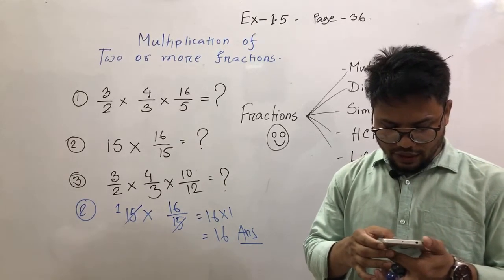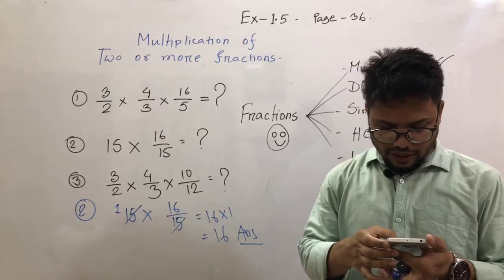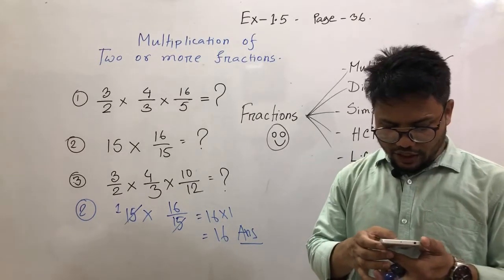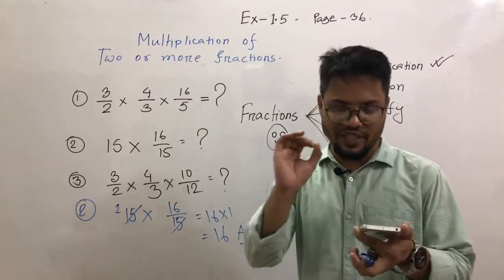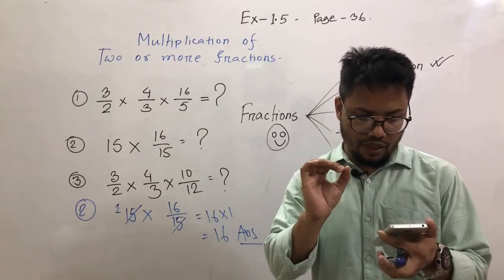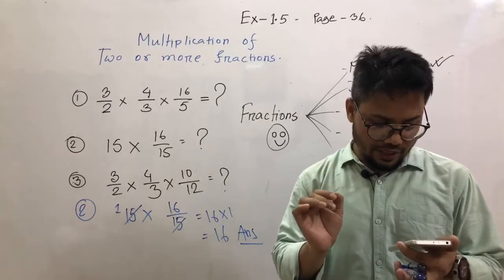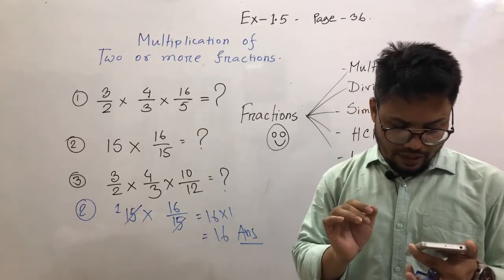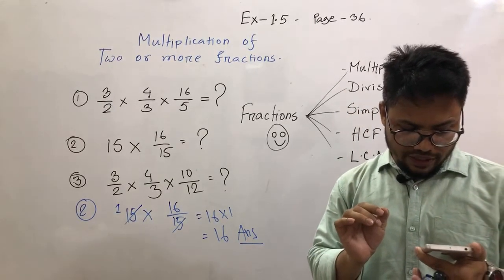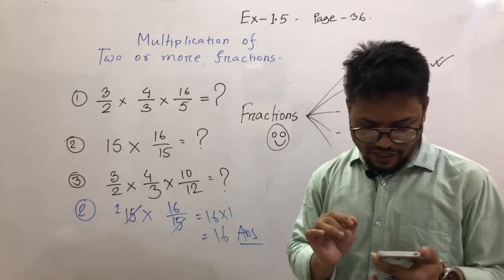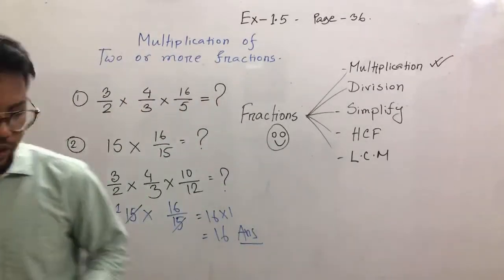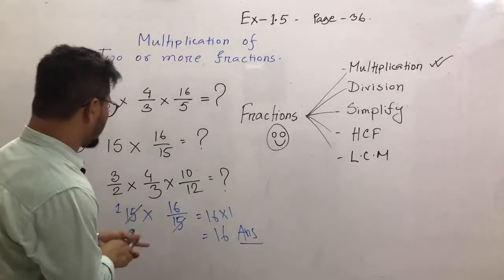Number 1, 1 whole 2 by 3. Okay, let me review your answer. Maximum students are writing the answer 1 whole 2 by 3. Okay, 1 integer 2 by 3. Thank you. Absolutely right. Okay, let me review your answers.